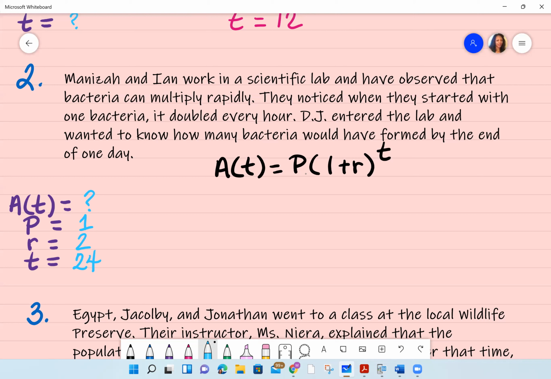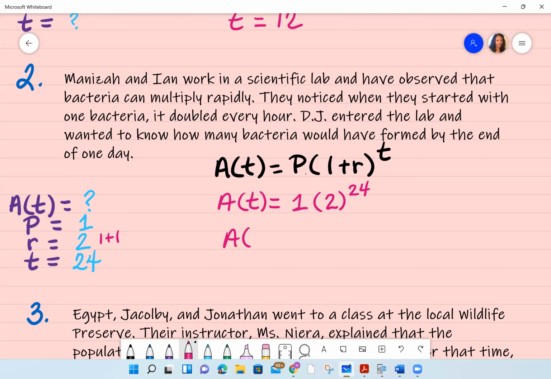24. So now I have all the information I need to go over and set up my formula. I'm trying to find A of t. P is 1. And this is where I said be careful, because doubled means that only 2 will be left over in your parentheses. So if you wanted to write 1 plus 1, just so you know that that's really 2, you're accounting for that 1. And now you're going to raise that 2 to 24.